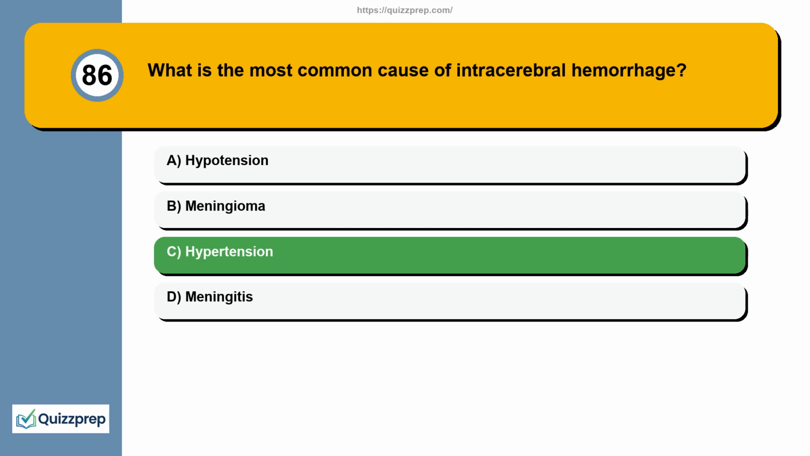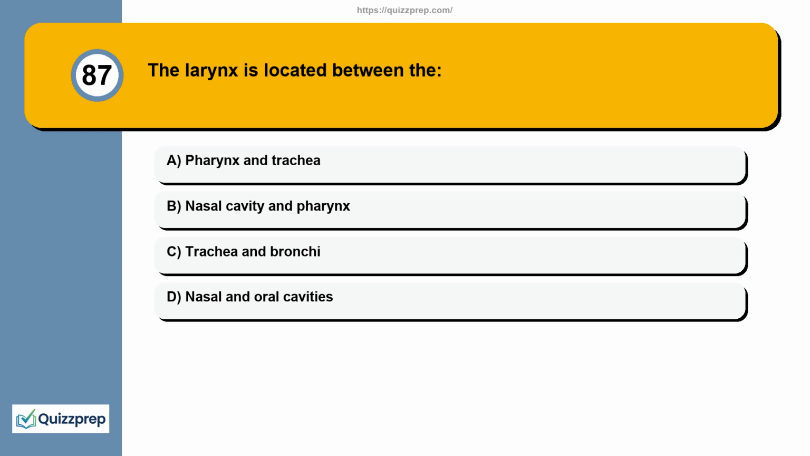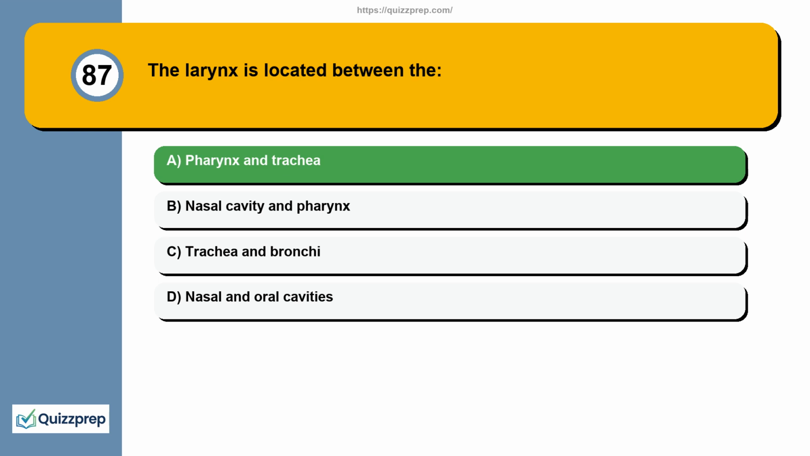Question 87. The larynx is located between the: option A, pharynx and trachea. Option B, nasal cavity and pharynx. Option C, trachea and bronchi. Option D, nasal and oral cavities. The correct answer is option A, pharynx and trachea. Question 88.